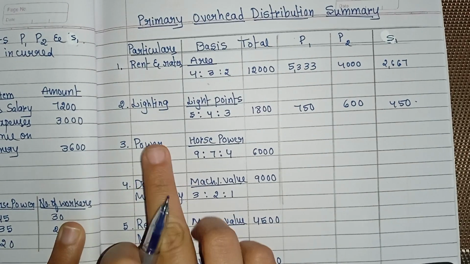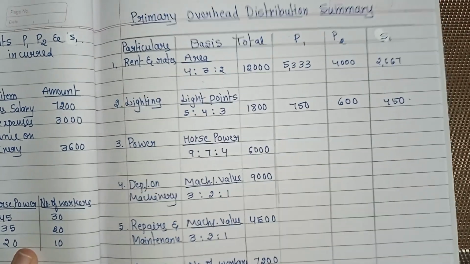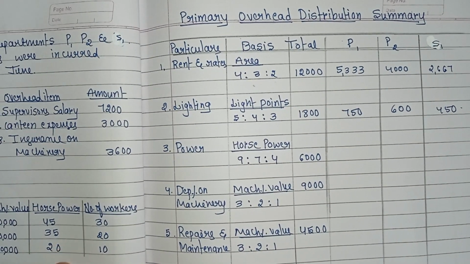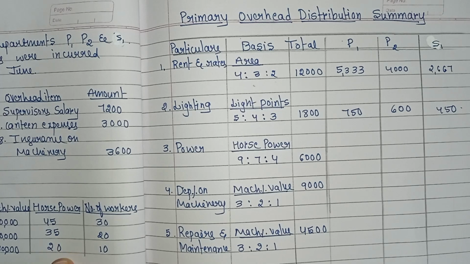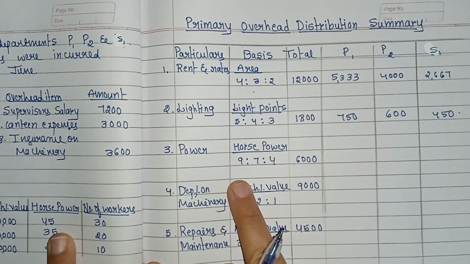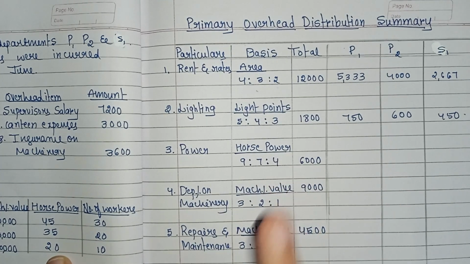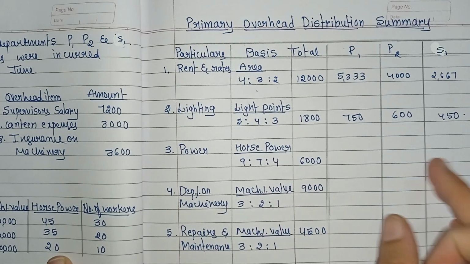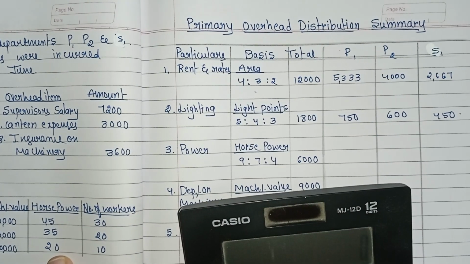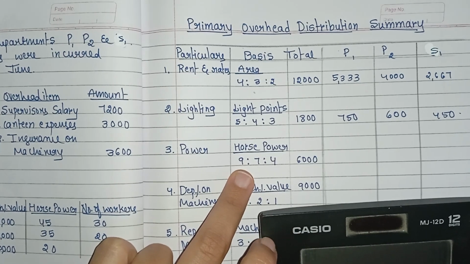Now the next one is power. We need to apportion the power on the basis of horsepower. Here the horsepower is 45, 35 and 20. Again divide by 5: 5 nines are 45, 5 sevens are 35, and 5 fours are 20, right? So the ratio is 9:7:4. Clear? So power amounts to rupees 6000, and the total of these ratios 9 plus 7 plus 4 is 20.